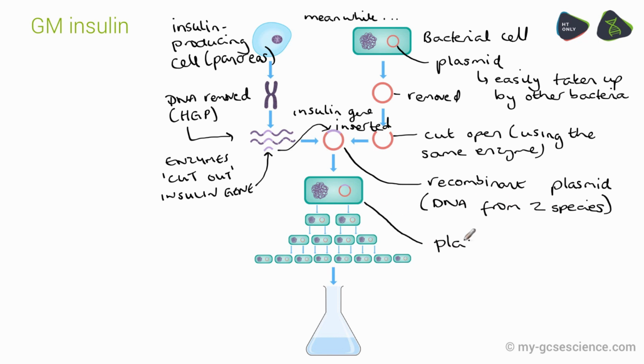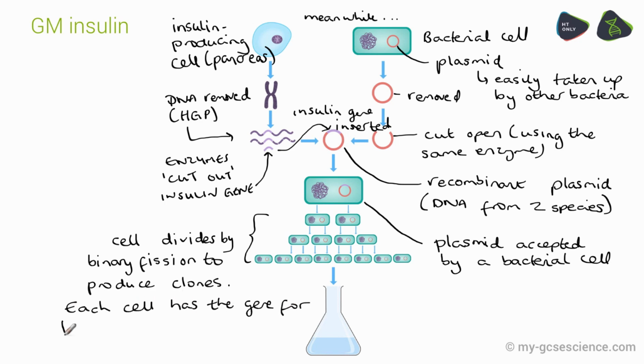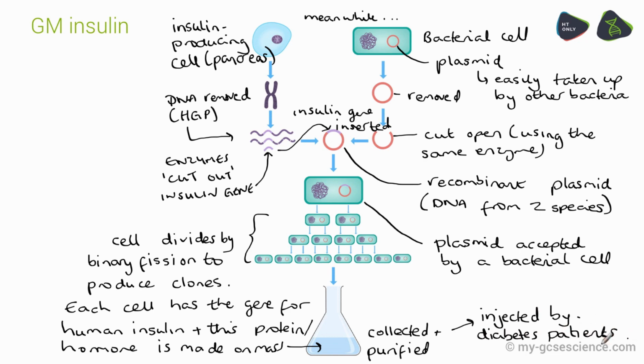This plasmid is accepted by a bacterial cell, and this recombinant cell divides by binary fission to produce clones of the human gene, and this gene is expressed or switched on so that the bacteria starts to produce the human insulin protein en masse. This insulin is then collected and purified and injected by a diabetic patient who no longer produces their own insulin to control their own blood sugar levels after a meal.